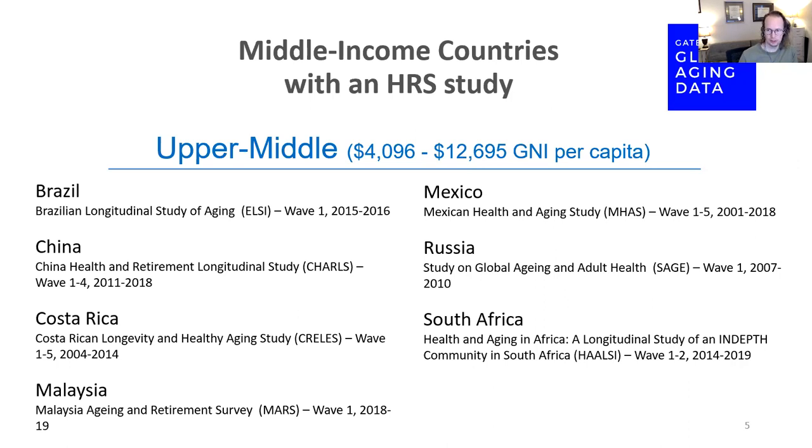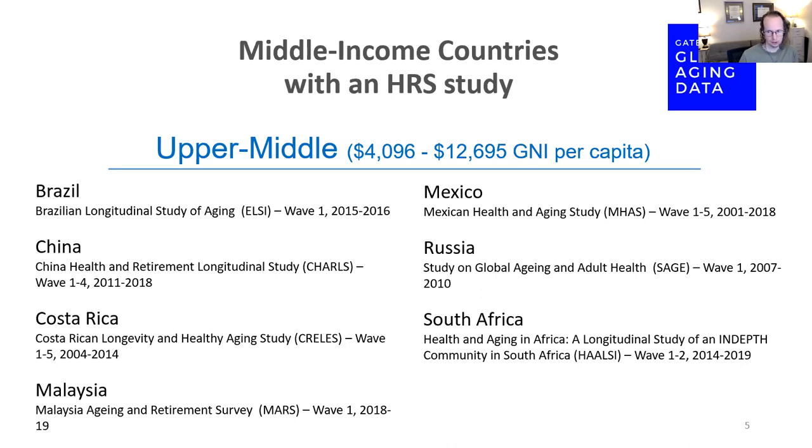Russia also was included as part of WHO's Study on global AGEing and adult health, or SAGE. And there, again, they have that 1 wave of data that's also available currently as part of the SAGE data, which was in Russia, collected between 2007 and 2010.